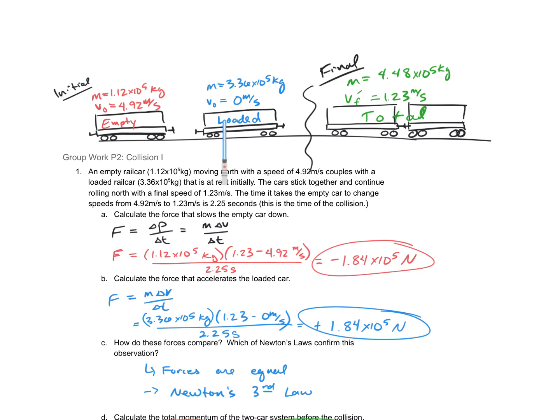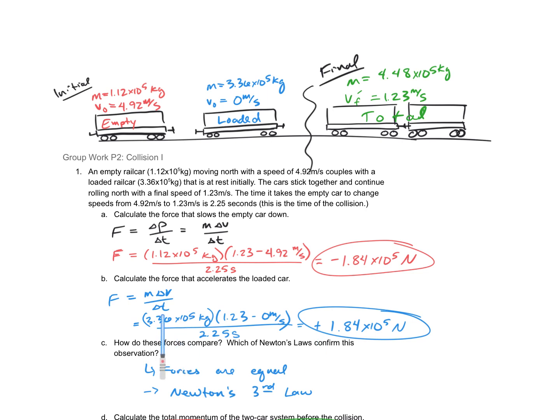The loaded car is pushing on the empty car, just like the empty car is pushing on the loaded car. If you know nothing else about physics, hopefully you know these three laws from Newton. The third law says that for every action force, there's an equal but opposite reaction force. So the force that slows the empty car down is negative 184,000 newtons. That's the same value as the force that causes the loaded car to speed up.